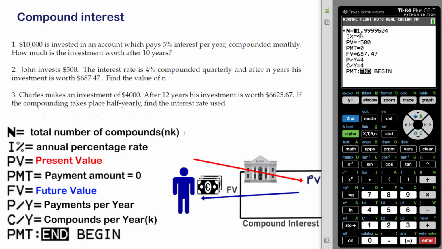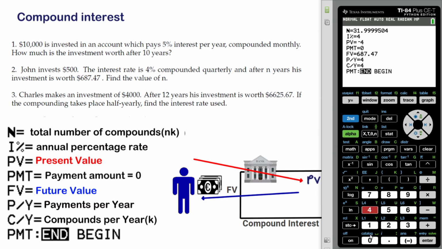So you can see that's 32 compoundings it's going to take. Now, of course, each compounding is done quarterly, so 4 times per year. So obviously, if you're doing something 4 times a year, total number of times you're doing it is 32 times, then we just need to do 32 divided by 4, which is 8 years. Yeah. So it's going to take 8 years for his investment to go from 500 to 687.47.